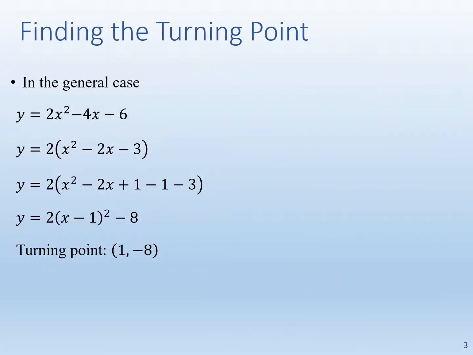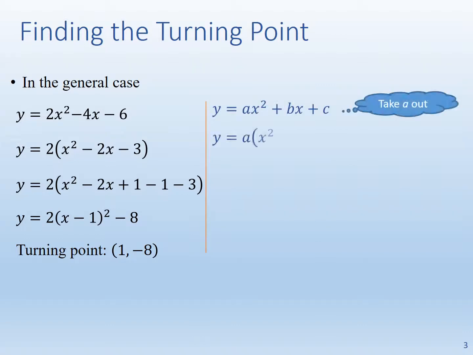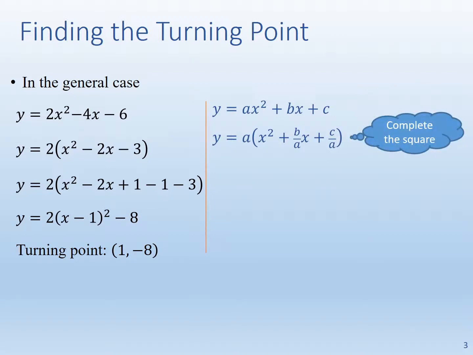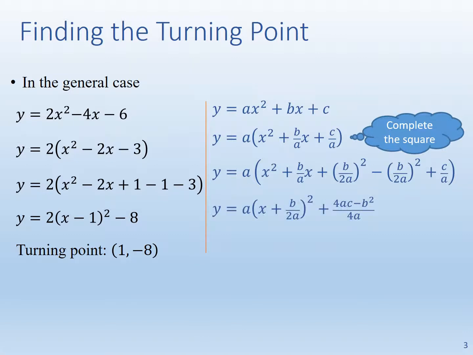Following the same procedure, we'll find the turning point in the general case. Starting with the general form of a quadratic, we'll take a out firstly, and then we'll complete the square by looking at the b over a term, halving it and squaring it, adding it on and subtracting it to keep the equation balanced, and then those first 3 terms will gather up into this perfect square.